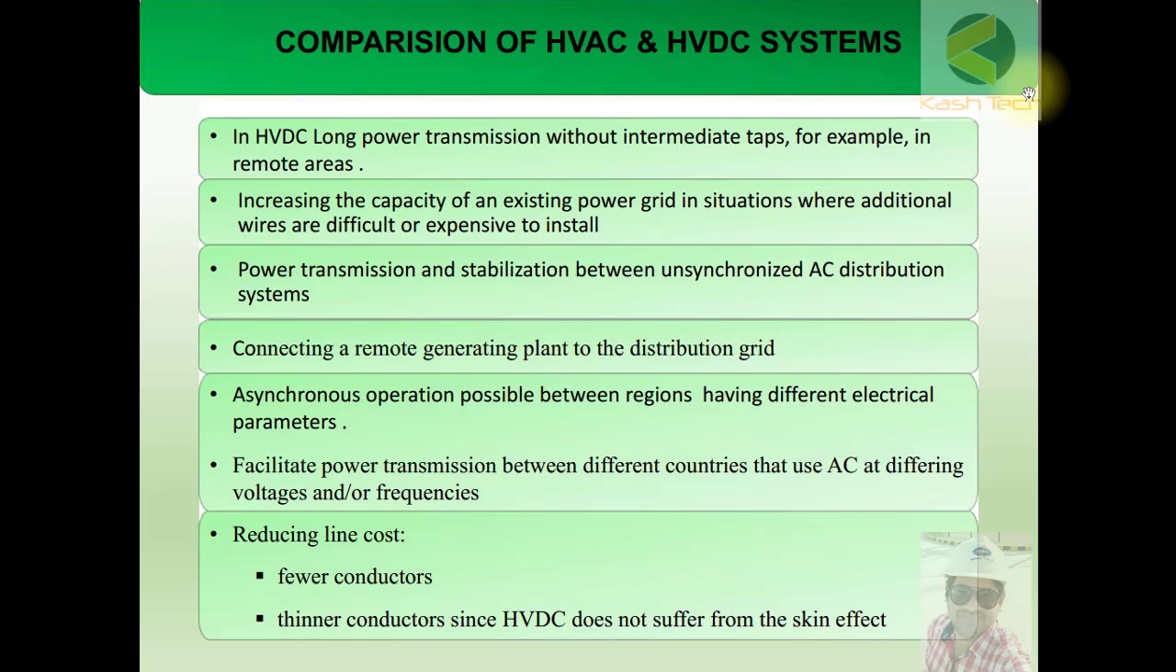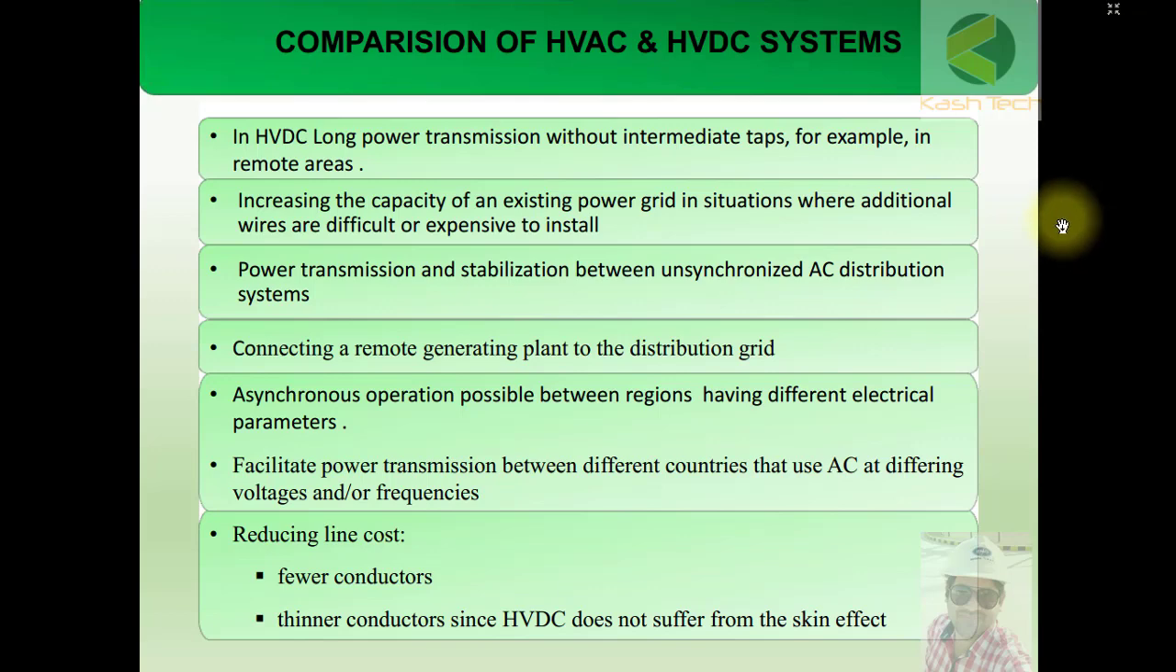In an AC system, you need three conductors, red, yellow, blue, whereas in a DC system, you don't need that. In AC systems, you already know that we need three conductors, one for each phase. Whereas in DC systems, we need one conductor or two conductors, that we will see very few times. And also in an HVDC system, there is no skin effect, so thinner conductors are required.